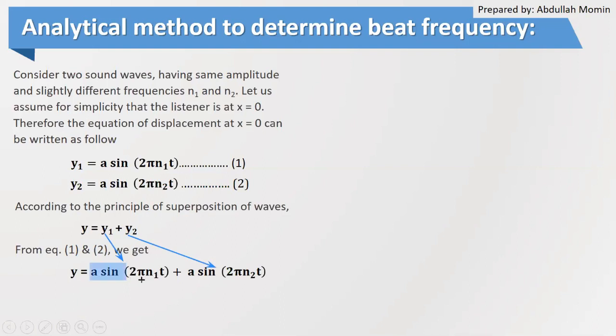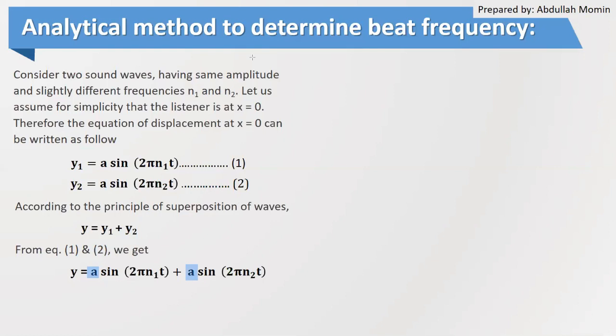We are using equation 1 and equation 2. Equation 1 is the equation of y1, which is a sine 2 pi n1t, and equation 2 is the equation of y2, that is a sine 2 pi n2t. So now for further calculation, we are going to take a, which is common in both the terms on the right hand side of the equation.